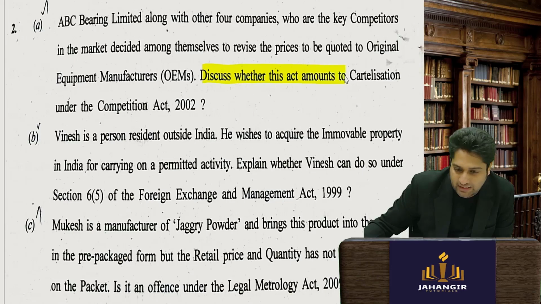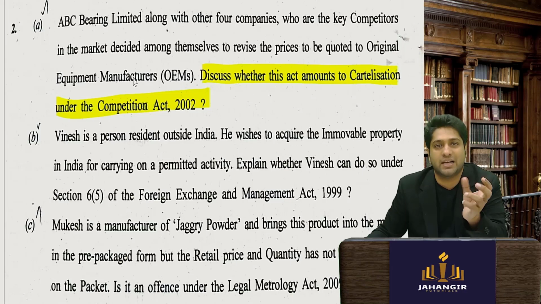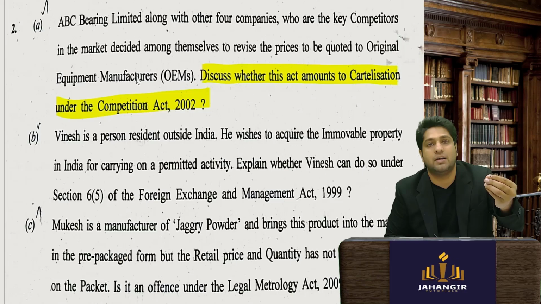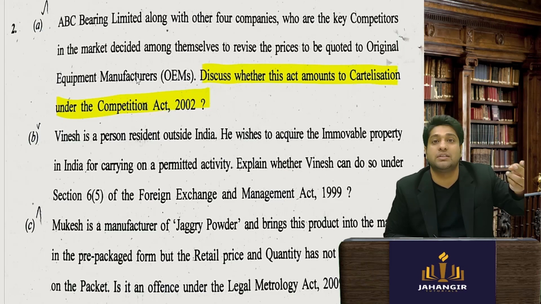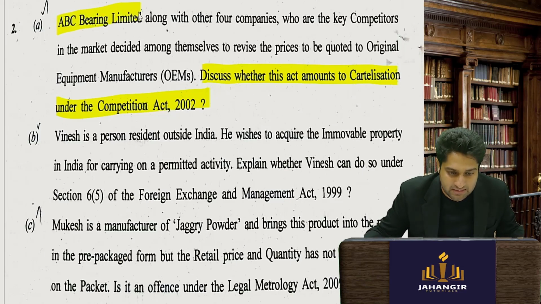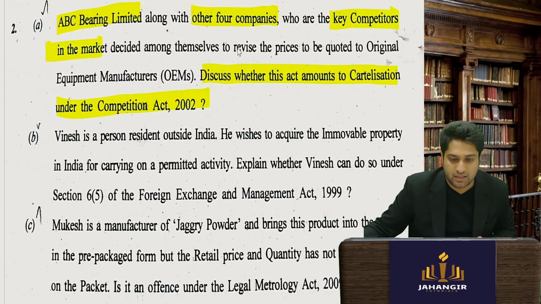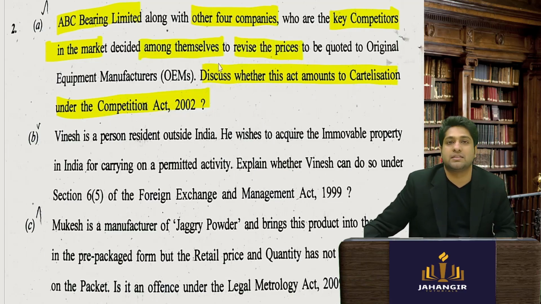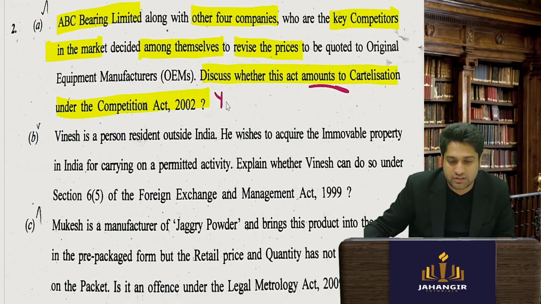Discuss whether this act amounts to cartelization under the Competition Act. So now we'll see, cartelization is when producers and sellers come together and plan, collude, or decide to limit the production, supply or price of goods or services. ABC Limited, along with 4 other companies who are key competitors in the market, decided among themselves to revise the price of these things. So whether it amounts to cartelization, the answer is obviously yes.